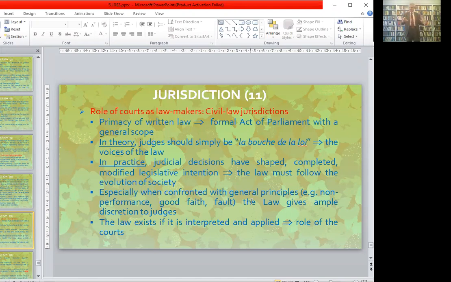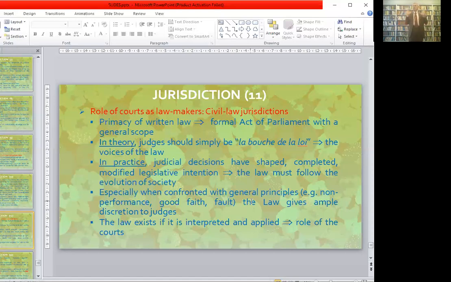So having said this, and this is the theoretical background, what follows is that in theory, judges are simply those who pronounce the law. There's this very nice French expression, la bouche de la loi, the voice of the law. And if you go back to the slides on Cesare Beccaria, you see that Cesare Beccaria, and this was before codification in the 18th century, was not very happy with the idea that the judges could interpret the law as they wanted to interpret it, because according to Beccaria, each judge would have interpreted the law in his way, and therefore this would have eliminated certainty of law.